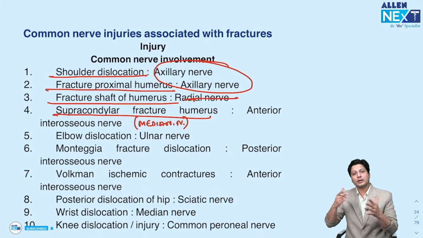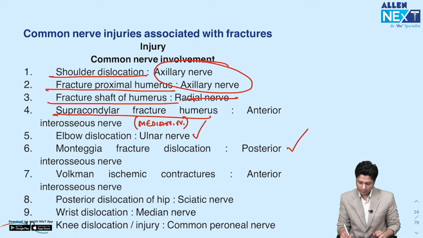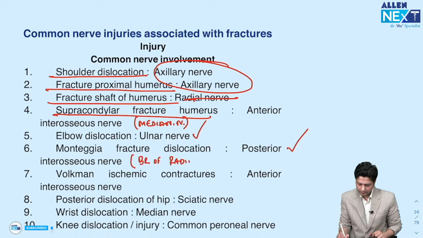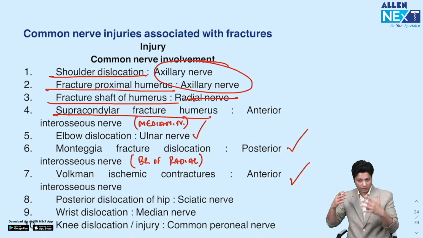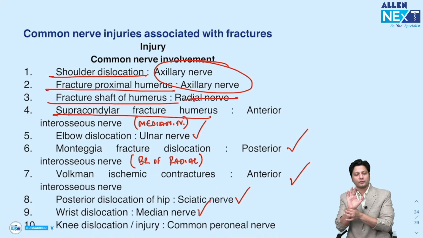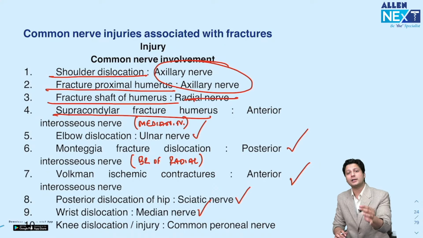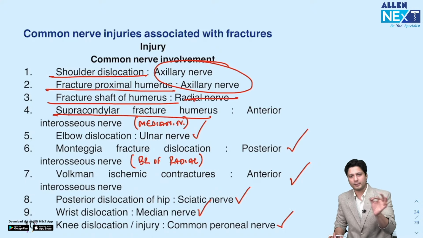Then if there is an elbow dislocation, then the ulnar nerve will be injured more commonly. In Monteggia fracture dislocation, the posterior interosseous nerve, which is a pure motor branch of the radial nerve, is injured. In Volkmann ischemic contracture, the anterior interosseous nerve is injured. In posterior dislocation of the hip, the sciatic nerve is injured. Wrist dislocation, or if there is a compression of the wrist, the median nerve is injured, which will result in carpal tunnel syndrome. And if knee dislocation is there, then the common peroneal nerve is injured.